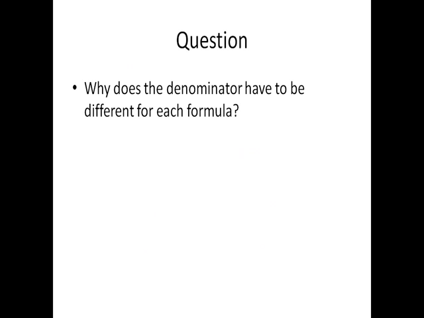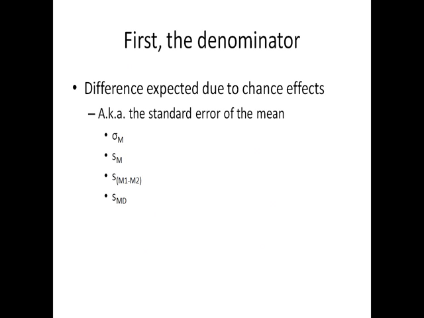Okay, so the next question. Why does the denominator differ for each of these formulas? The denominator for each of these formulas is the difference expected due to chance. With the z-test, we have the actual standard error of the mean. With the t family, we are estimating the standard error of the mean. So we're estimating the standard error of the mean in different ways for each of the t-tests.